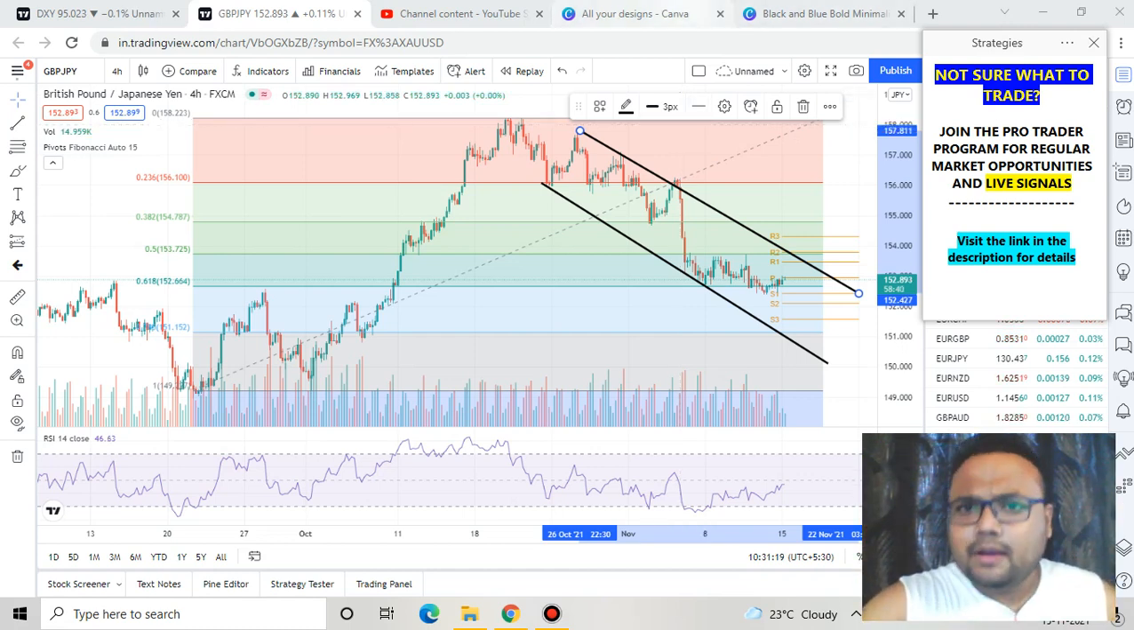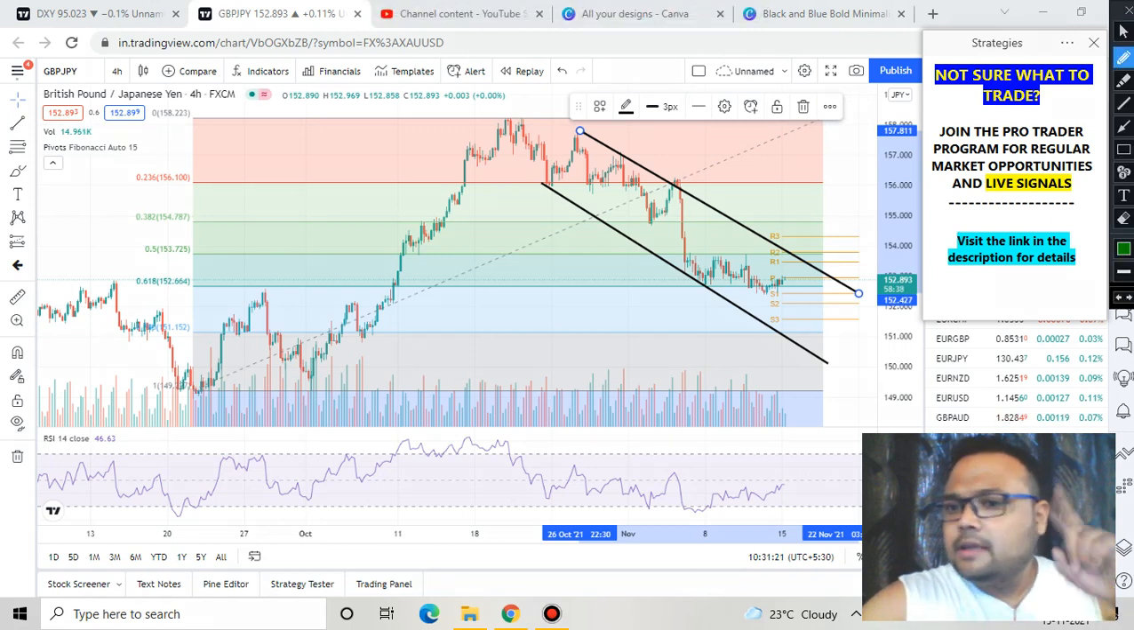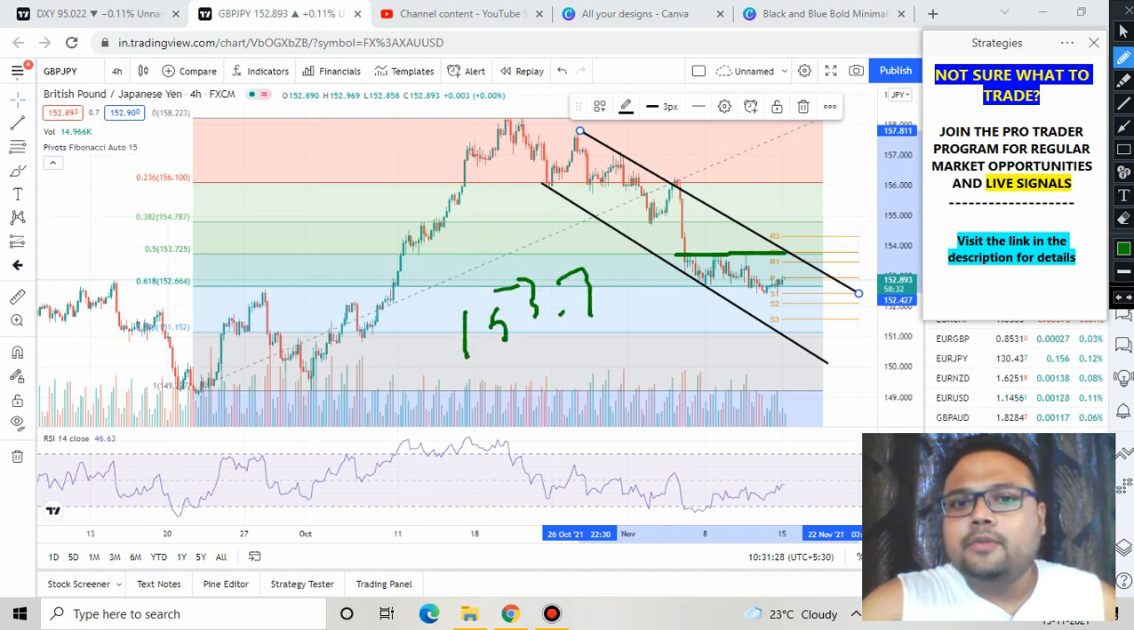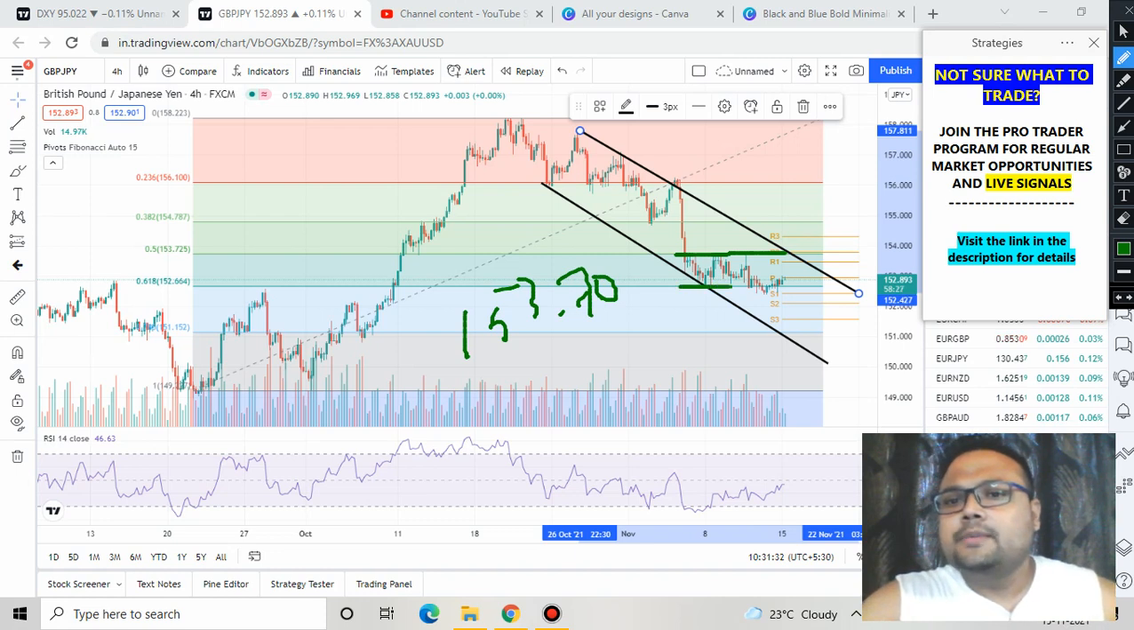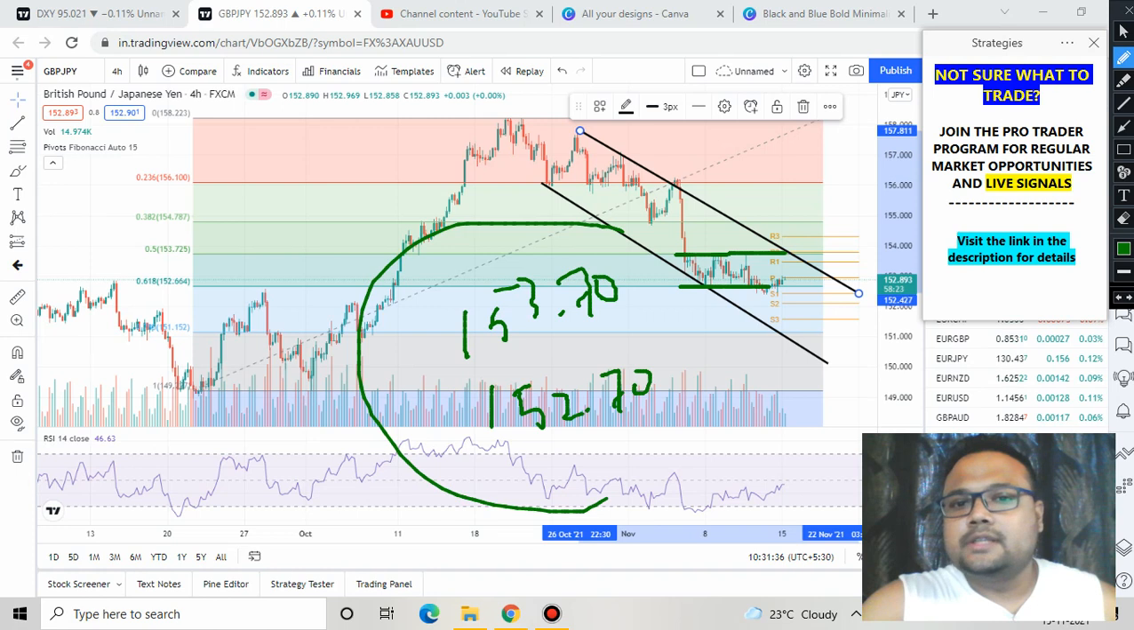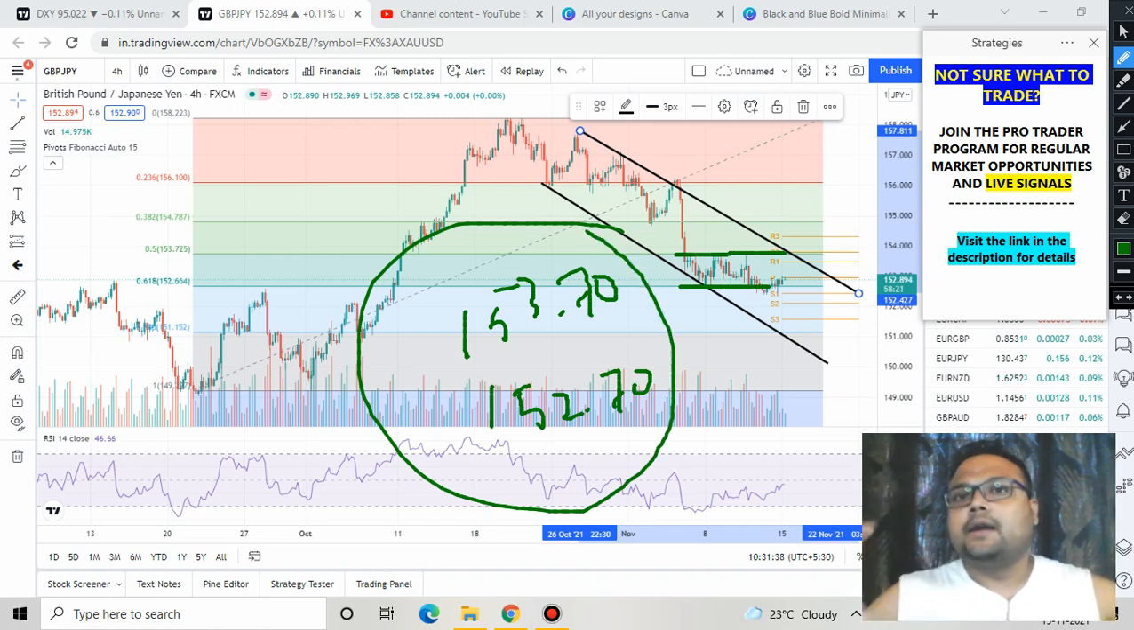First of all, I would like to talk about the levels again. Keep in mind, we have a strong resistance, or good resistance, at 153.70, and more or less we have a support at 152.70. This is the range for the market right now, and the market has been trading in this range for quite some time, or in short, the market is trading in a narrow range here.